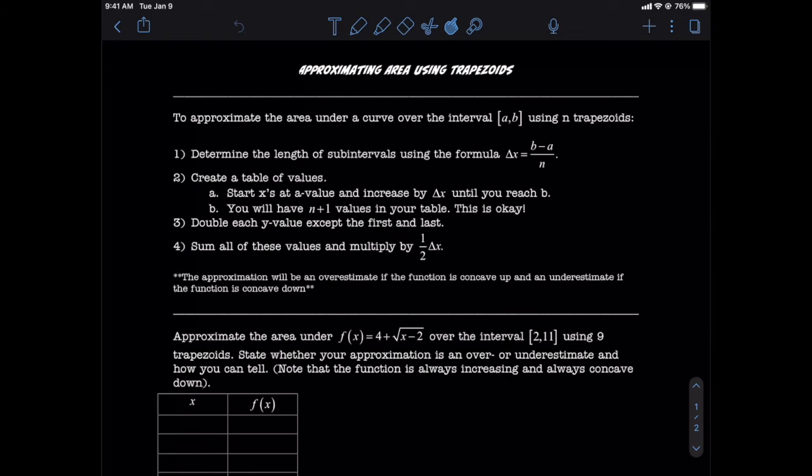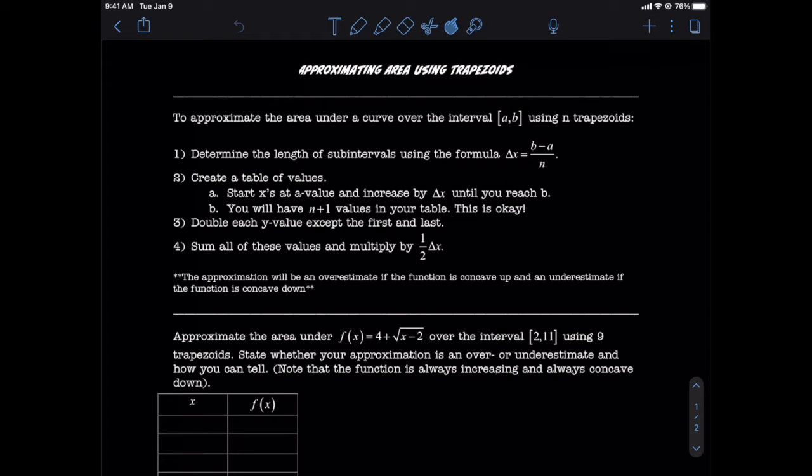Hello there! Today we're going to be talking about approximating the area under a curve using trapezoids. Now theoretically this should be more complicated than if we were trying to approximate the area using, say, I don't know, rectangles, but if you follow the steps on the screen, I promise it's not going to be all that bad.